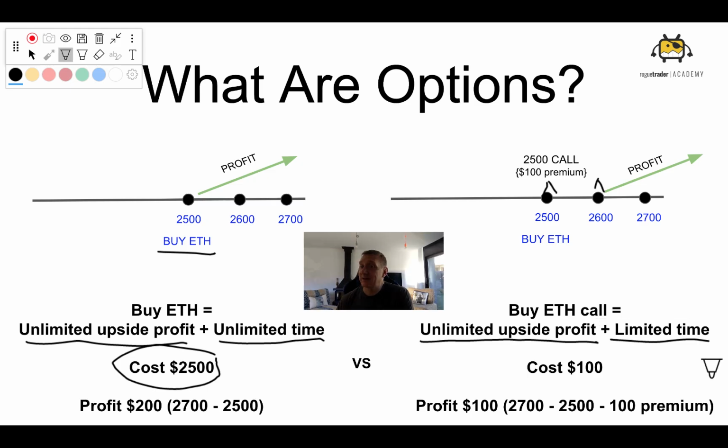But we have limited time. But it only costs $100 to do this, right? This option might be good for 7 days. It might be good for 3 months. I mean, who knows? Whatever. That's your choice. So we made $100 profit. So we made $100 less than on the other side. But the ROI is much higher because we only spent $100 to make $100. So we doubled our money. Here we spent $2,500 to make $200.